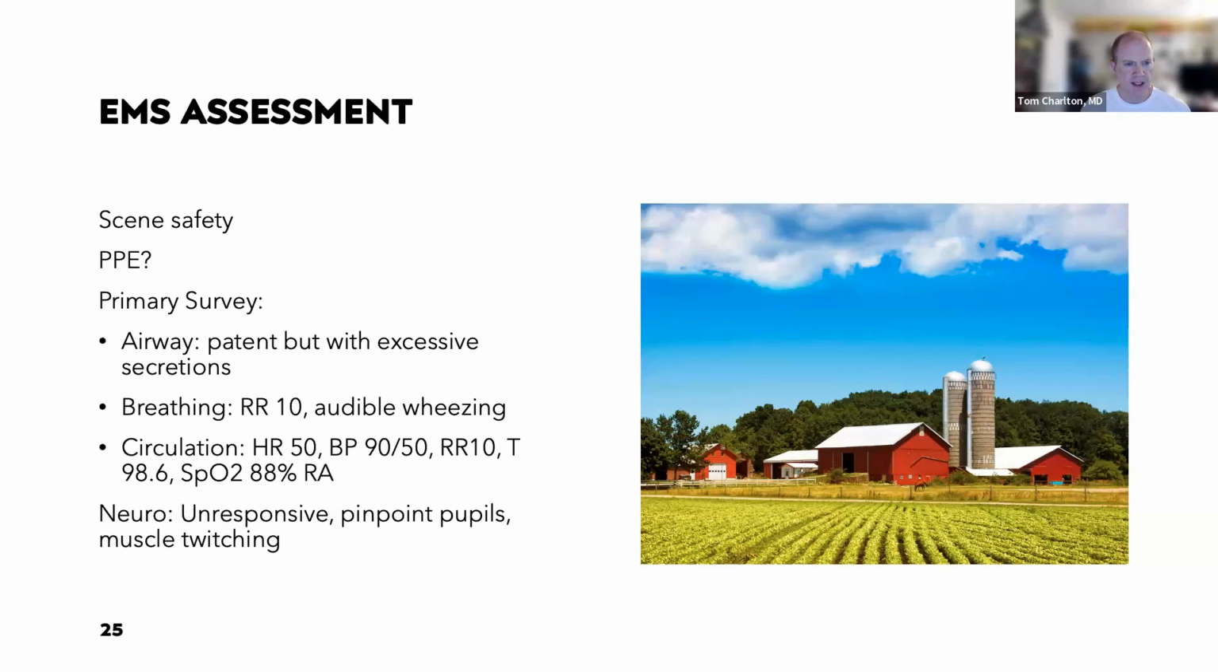The patient we see is having significant secretions from their nose, their eyes. They have some foamy sputum. They're breathing about 10 times per minute with audible wheezing. Their heart rate is 50, blood pressure is 90 over 50. Again, respiratory rate is 10, temperature is 98.6, and their pulse ox is 88% on room air. Their neuroassessment reveals that they're unresponsive, they have pinpoint pupils, and they have kind of this weird muscle twitching going on out in their periphery.